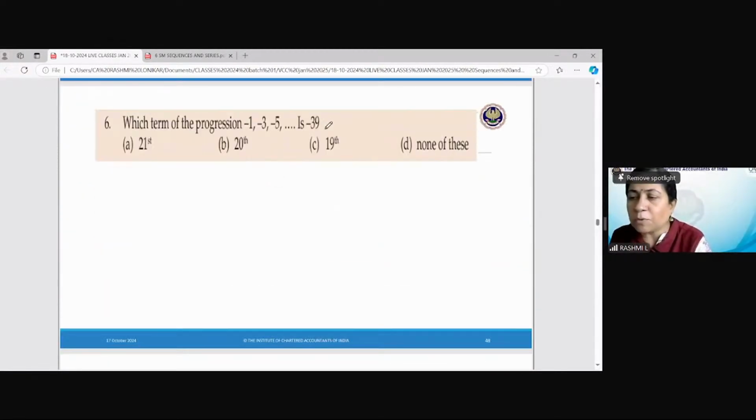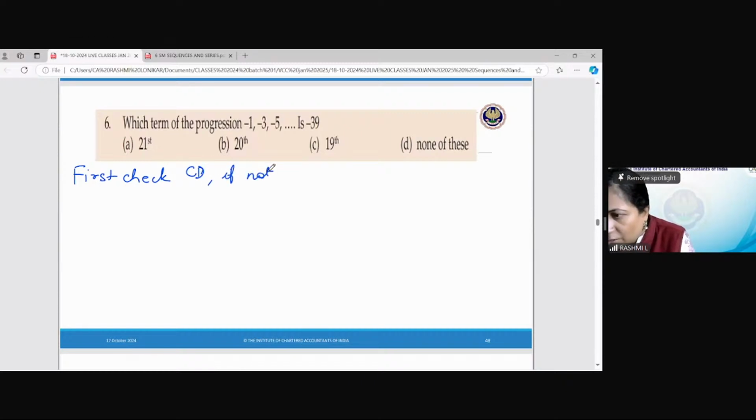Which term of the progression is minus 39? अभी तो हम एपी कर रहे हैं, लेकिन हमें हर बार ये चेक करना है कि कॉमन रेशियो है या कॉमन डिफरेंस है. अभी इसमें हम देखते हैं पहले कि कॉमन डिफरेंस होगा तो ही ये एपी होगा, तो उस हिसाब से हमें फॉर्मूला यूज करना है. So first check common difference, if not then common ratio. ओके, आपको ये देखना है.